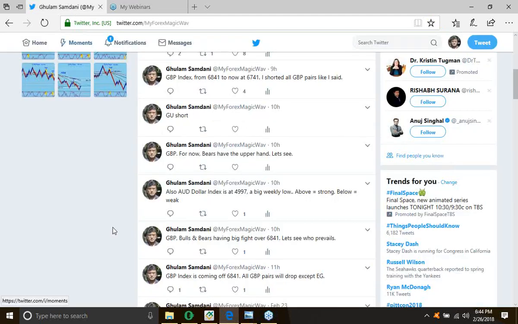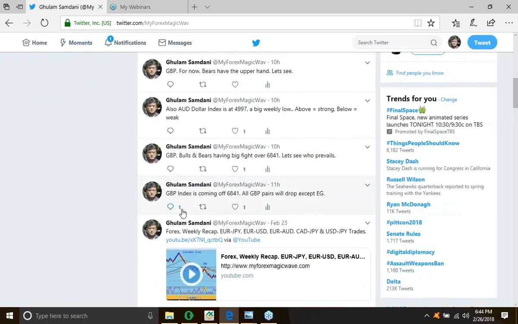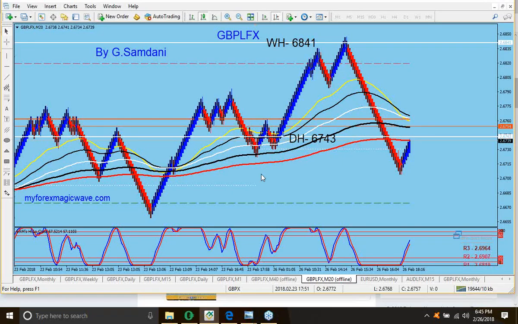So let me show you what happened. I tweeted here, so let's say pound index is coming off 68.41, all pound pairs will drop except EG, euro pound, because in this pair, pound is on the right hand side. When pound gets weaker, this pair will go up. Everything else, pound is on the left hand side, and they all will be going down with the pound weakness in the air. So when I saw this, you see this 68.41.